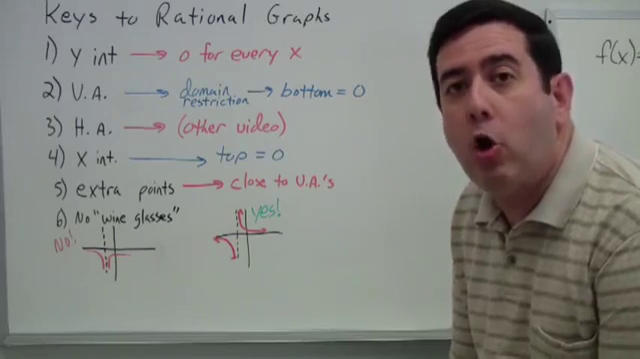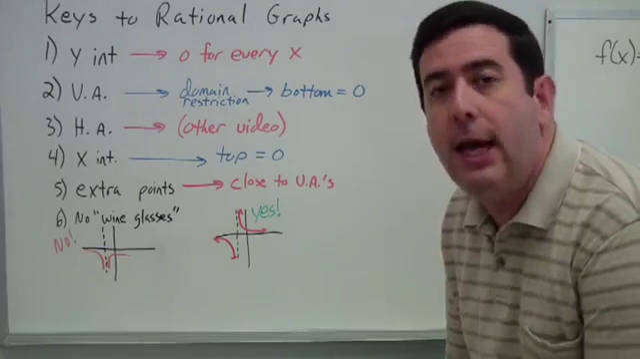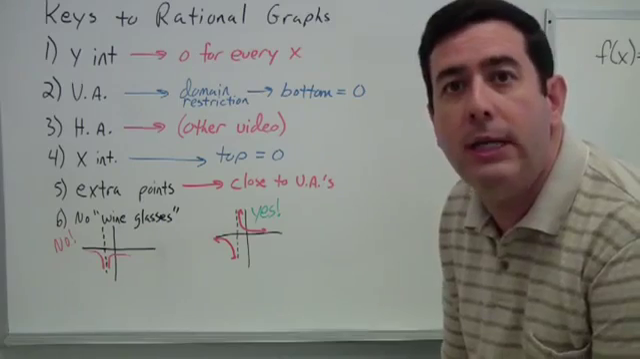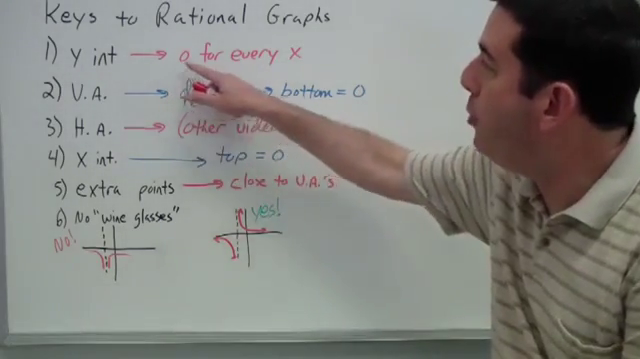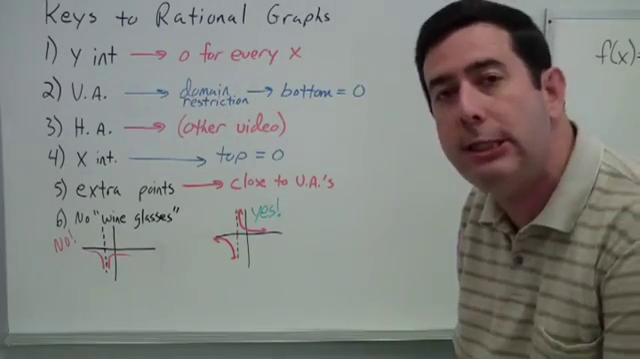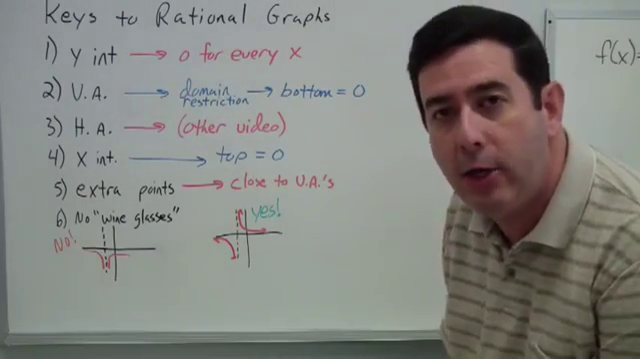Now let's talk about graphing rational functions. The first thing we want to do is find the y-intercept. Let's take 0 and put it in for every x that you see. That'll give us a y-intercept.